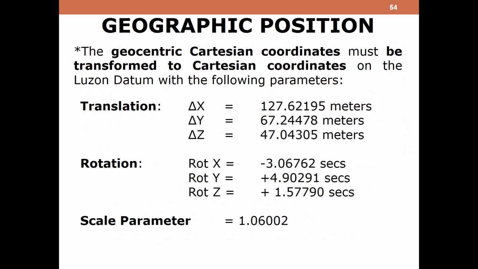And these are the parameters. The change in X, change in Y, and change in Z: for X is 127.62195 meters, for Y is 67.24478 meters, and for Z is 47.04305 meters. Together with these are the rotational parameters: rotational X is negative 3.06762 seconds, rotational Y is 4.90291 seconds, and Z is 1.57790 seconds. And the scale parameter is 1.06002.